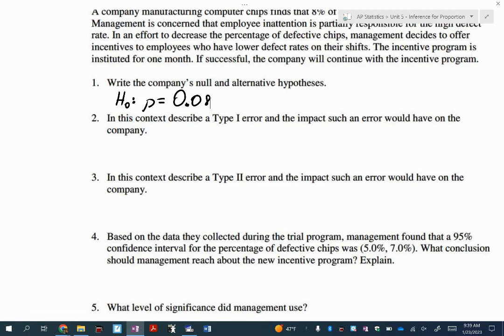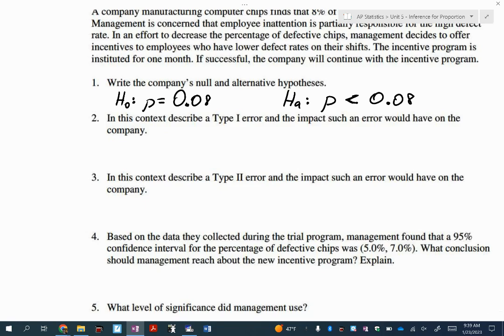P equals. All right, what are we hoping to prove? That's our alternative. What are we hoping to prove? Very good, that we've decreased it. All right, so remember, the alternative is what you're hoping to prove. Okay, so the very first question, that's the first one.